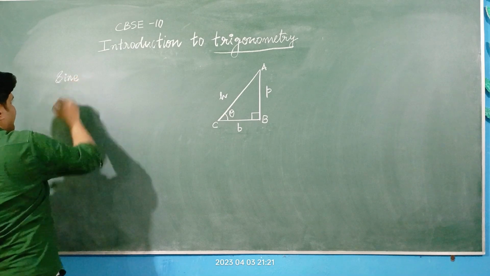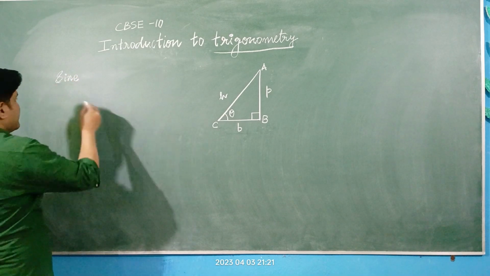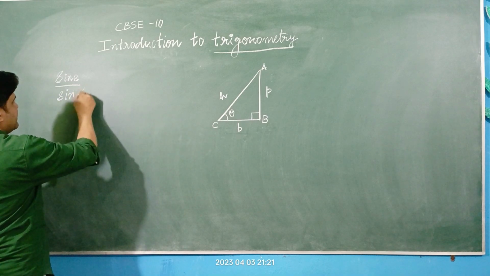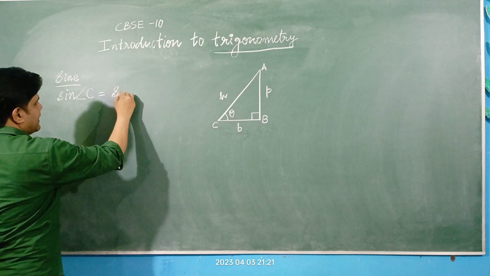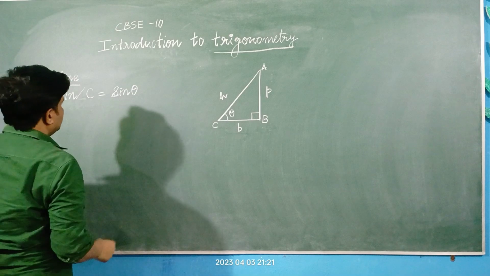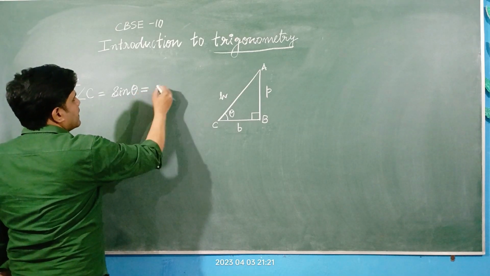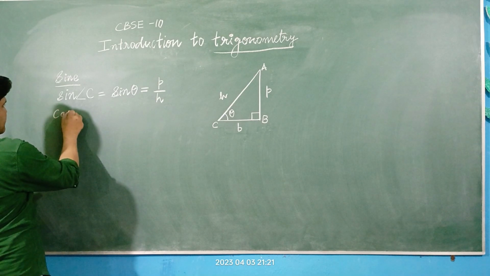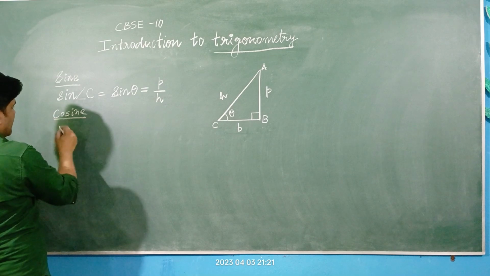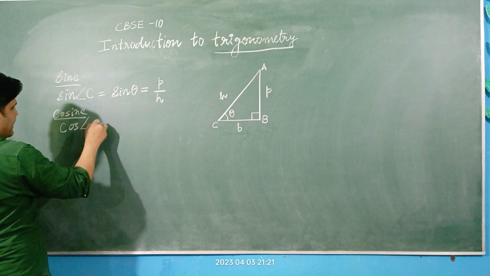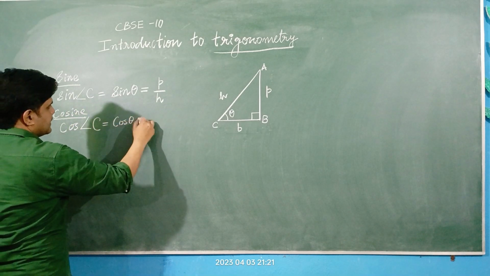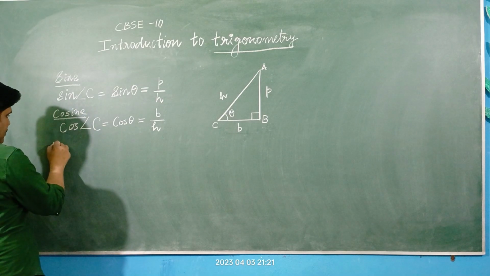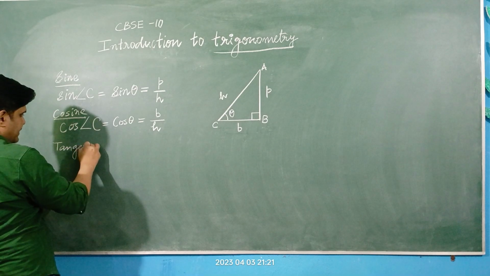First trigonometrical ratio is sine. This is the full name, sine. The short notation is sine of angle C, which here I am going to represent as sine of theta. This is defined as the ratio of perpendicular upon hypotenuse. Next, cosine, that's the full name, and we define it as cos of angle C, or cos theta. It is defined as the ratio of base upon hypotenuse.